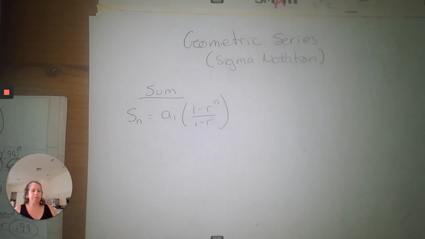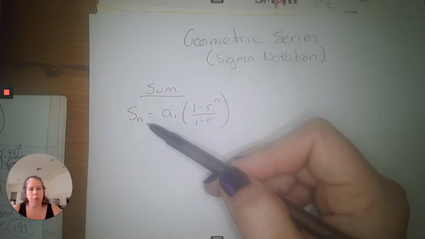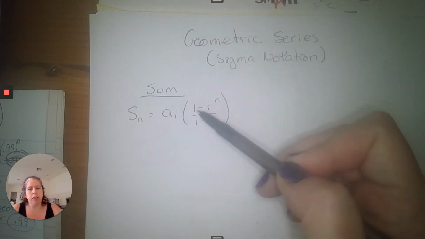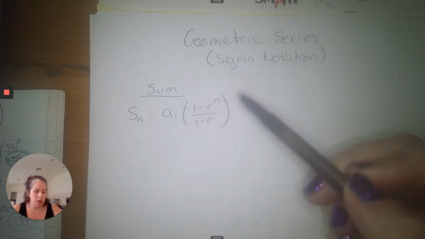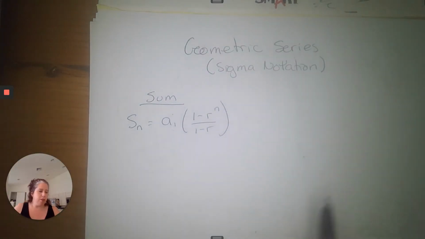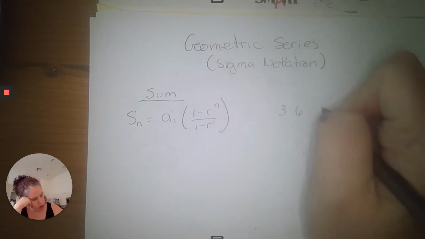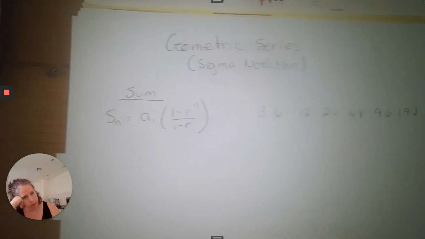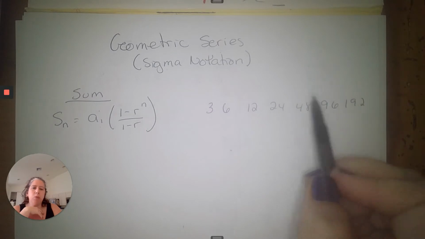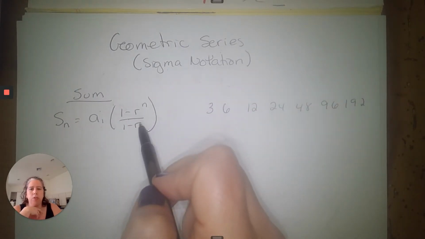Okay, so the geometric series sum formula, remember we're going to use A1, parentheses, 1 minus r to the n power, and then divided by 1 minus r. Let's make sure we remember how to use this. If I give you 3, 6, 12, 24, 48, 96, and 192, and I want to find the sum, we're going to use the formula, guys. Don't just add them up.